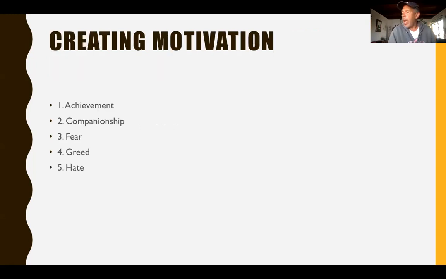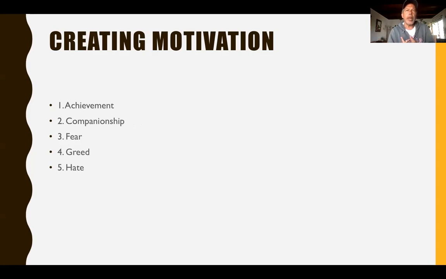Creating motivation. How do we push a story forward with our characters and ourselves? How do we make sure that every sentence somehow pushes the ball up the field? You never want a story to just sort of sit and languish. It should always be sort of moving at different speeds, but nevertheless moving forward.